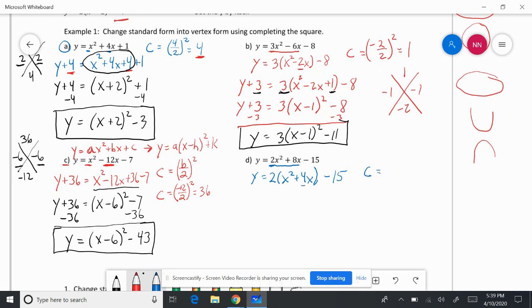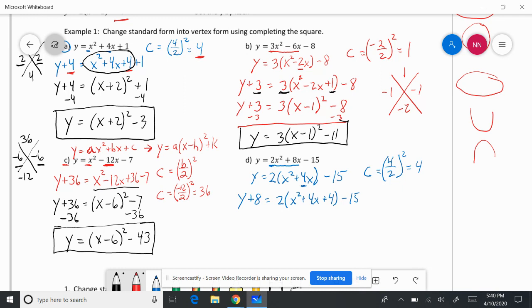We're going to take our b value. We're dividing it by 2, and we square it. 4 divided by 2 is 2. 2 squared is 4. Now, if you're looking closely, what I'm doing is I'm adding a 4 on the right-hand side. But on the left-hand side, I'm adding an 8.